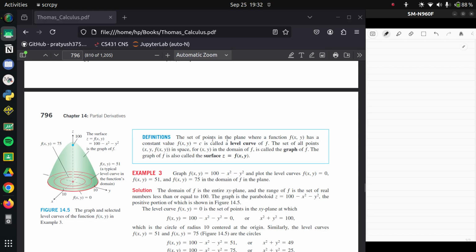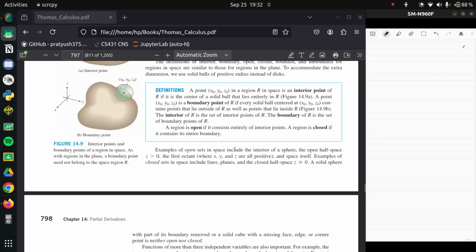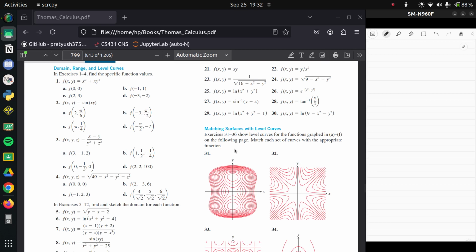Okay, so first is just level curves, a set of points in the plane, whatever. We're just going to skip all of this. No need for examples or anything. We're just going to start with exercise 1.1. So find the specific function values. Sure, so f of x is just this stuff.